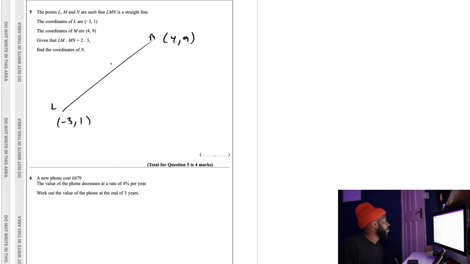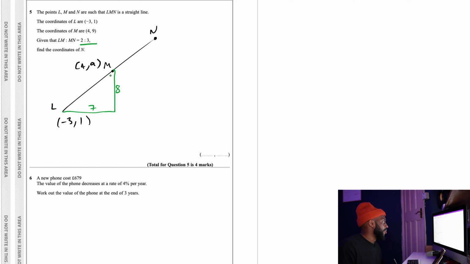We've got L. You know what? Let me put M in the middle. Sorry, I've just seen the ratio. So the ratio is LMN. So let's put M there. It's going to be 4 and 9. So if we look at the gradient of this line, we can see we're going 7 to the right and 8 up. We've got our ratio. Our ratio is 2 to 3.